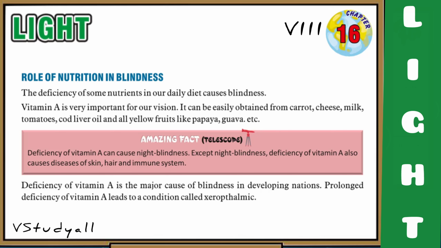Except night blindness, deficiency of vitamin A also causes diseases of the skin, hair and immune system. Deficiency of vitamin A is a major cause of blindness in developing nations. Prolonged deficiency of vitamin A leads to a condition called xerophthalmia. So now that's all for this chapter. Now let's wrap it up.